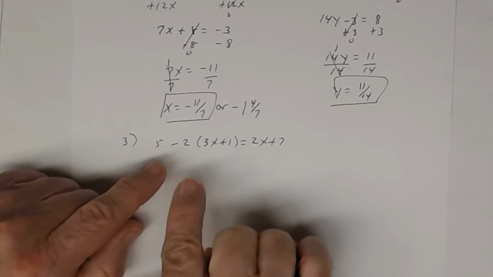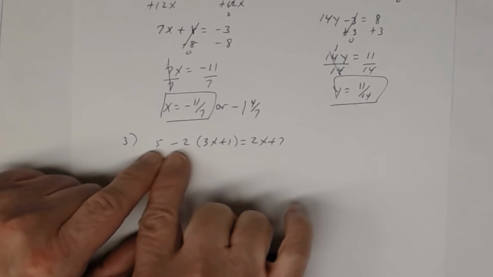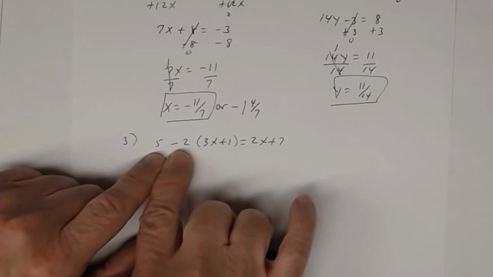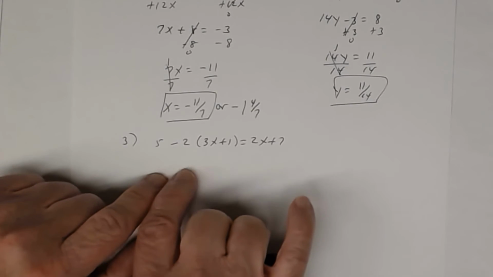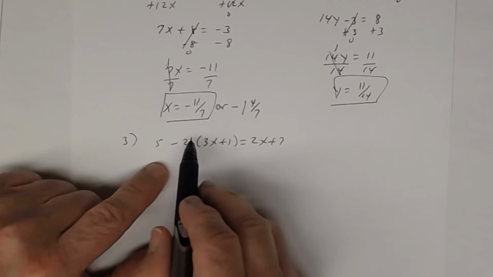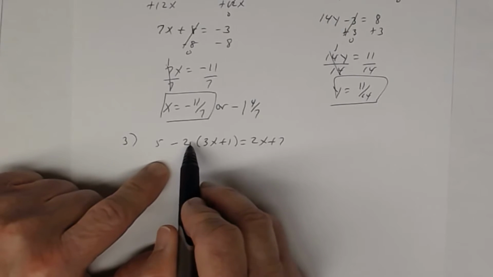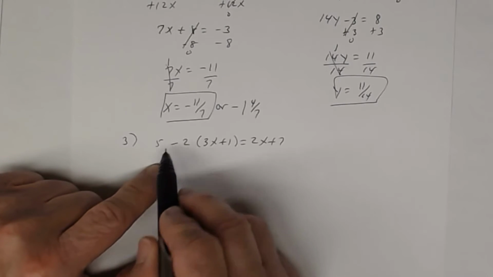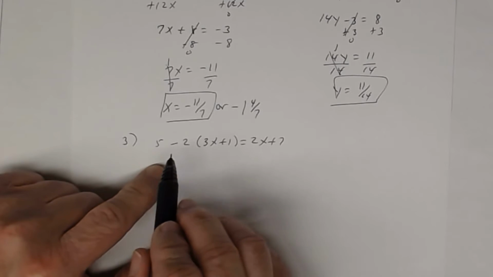Okay, now you got to be careful here, because what some students are going to do, they're going to say 5 subtract 2 is 3, and then distribute 3. That's incorrect. Remember, the order of operations, see, this is multiplication, right? The order of operations says you multiply first before you subtract, or before you add.